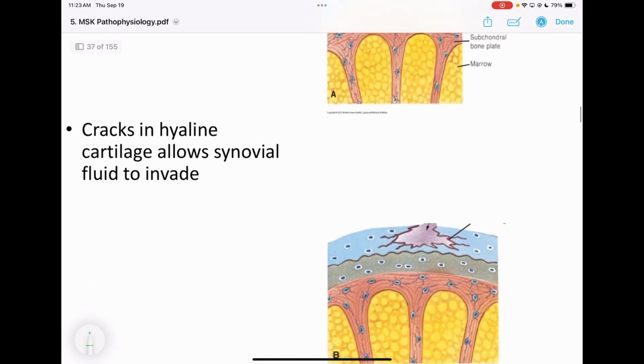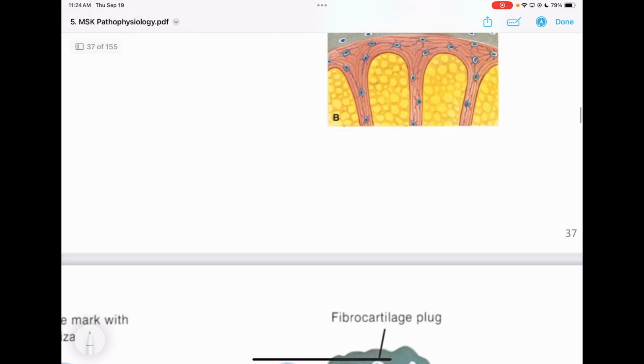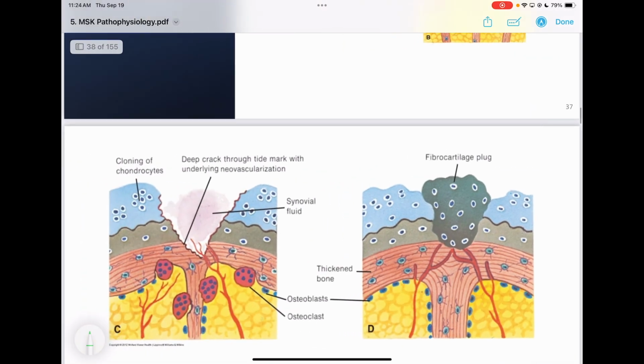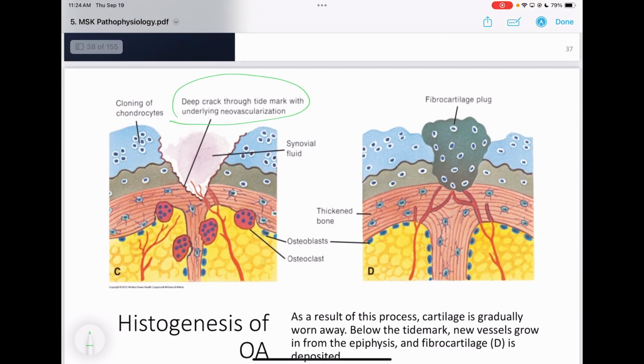Okay, and there we go. Cracks in the cartilage allow synovial fluid to start to invade that space. The synovial fluid should not be there. Then that crack gets bigger. Now we start getting into where the bone is, and that's where the vessels are, so you get some bleeding there. You get cloning of chondrocytes. The synovial fluid is still invading this area.